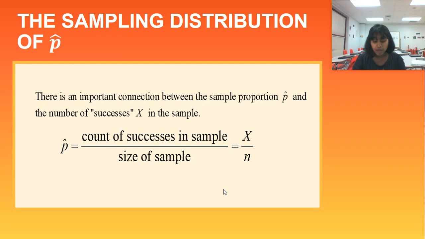For any sample, we can think of each candy that comes out of the machine as its own trial of a chance process. A success occurs when we get the orange candy. So if we let X be the number of orange candies obtained, we've seen X before when we talked about random variables. So there is a relationship between the binomial count X and the sampling distribution of p hat. And we actually see it right here. P hat is equivalent to the count of successes in your sample, X, divided by the size of your sample.